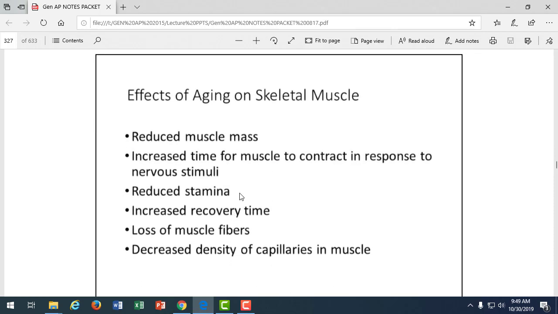Reduced stamina. We just can't go the distance anymore because our muscle fibers fatigue. We run out of ATP. It takes longer for our muscles to recover. So when an 85-year-old gets up to go to the bathroom and sits down, it's going to take them longer. They're going to be deep breathing longer than a younger patient to recover from that muscle exercise. And that's where, if someone has really crappy lungs, we really have to be careful.